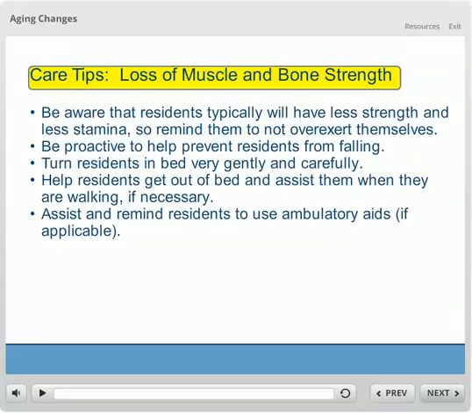Care tips: loss of muscle and bone strength. Be aware that residents typically will have less strength and less stamina, so remind them to not overexert themselves. Be proactive to help prevent residents from falling. Turn residents in bed very gently and carefully. Help residents get out of bed and assist them when they are walking if necessary. Assist and remind residents to use ambulatory aids if applicable.